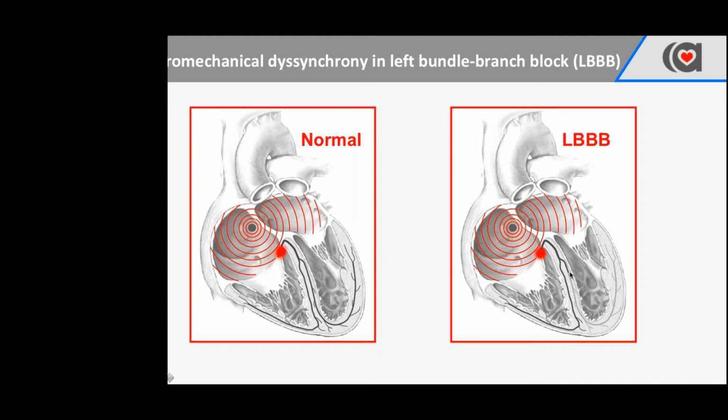But in case of a left bundle branch block, when there is a blockade at this part, then the left ventricle is not activated by means of the Purkinje system, but by means of myocardial conduction from the right to the left ventricle. That gives rise to a very asynchronous activation of the left ventricle. But that will also have its impact on mechanics.